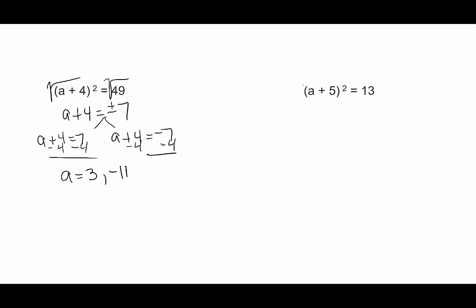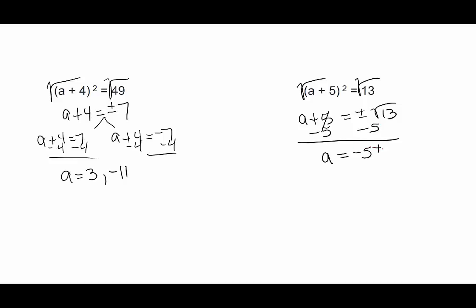Now for our next one. Take the square root of both sides. The difference here is 13 is not a perfect square. So we leave the right-hand side plus or minus square root of 13. So when we subtract 5, we cannot combine these terms. They are not like terms. So we have negative 5 plus or minus the square root 13. So that is solving using the square root method.